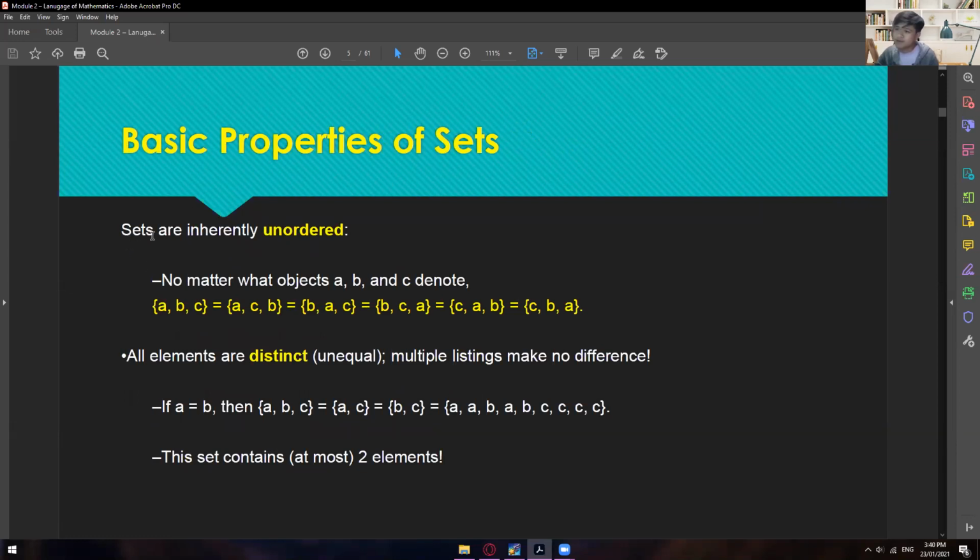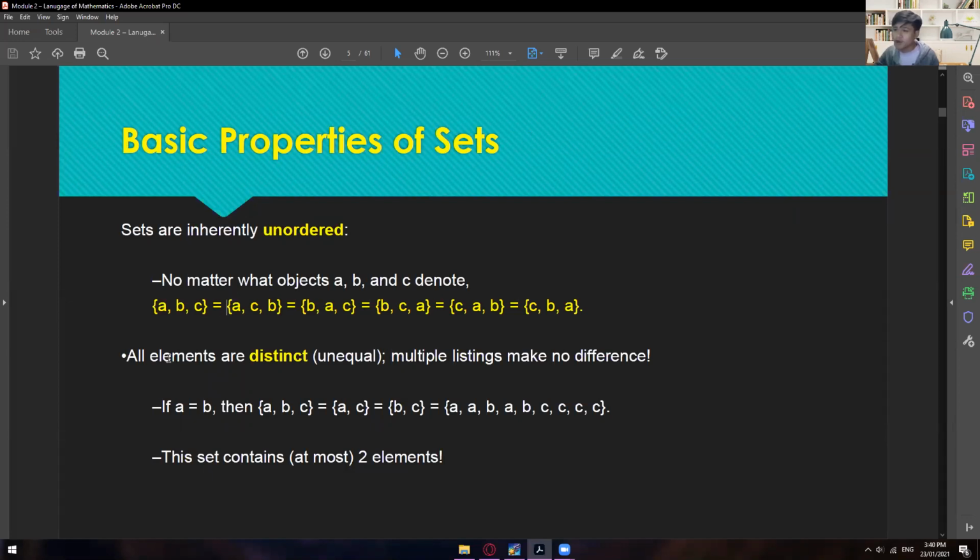So sets are inherently unordered. Just like what I've said a while ago, arrangement doesn't matter. As you can see right here, we have ABC, ACB, BAC, BCA, and so on and so forth. All of those are just equal with each other. Order doesn't matter in a set.